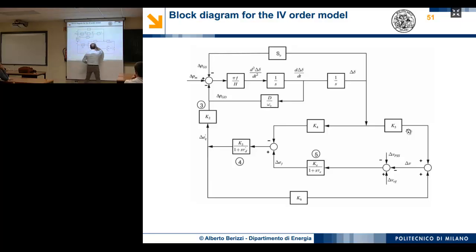So this is the excitation controller, for example. The measurement of the voltage is not represented here. Okay, so you can imagine. This is the dynamic model, the second order model of the generator. Do you know it? Yes. Okay.